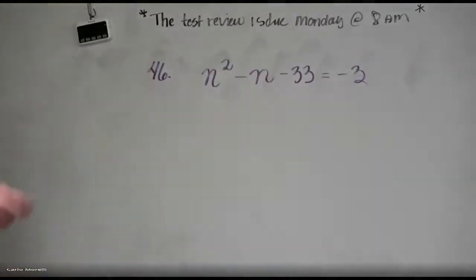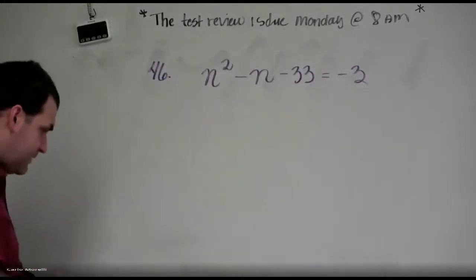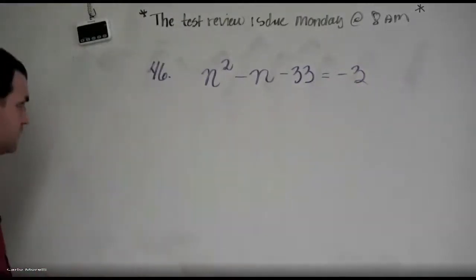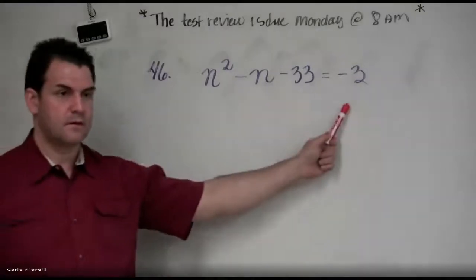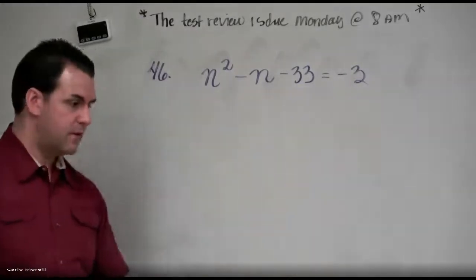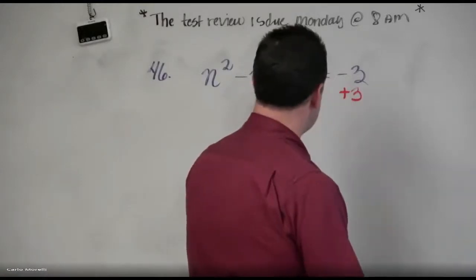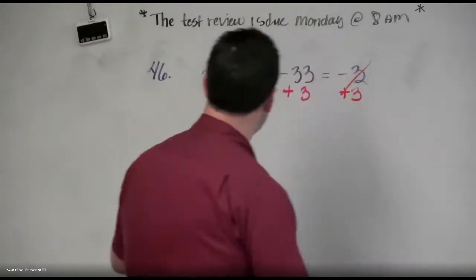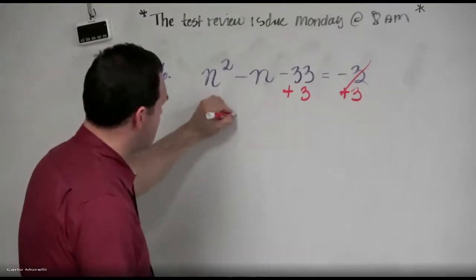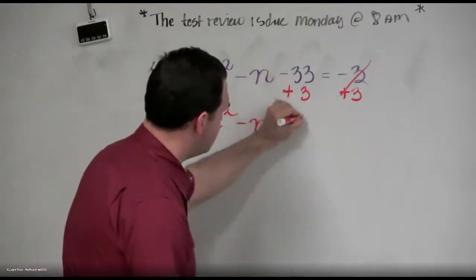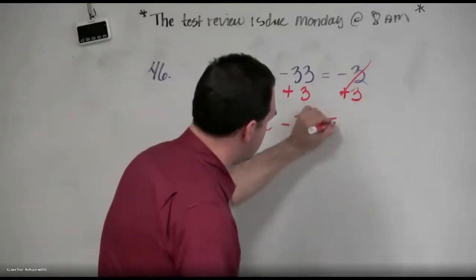Okay, remember the right side must be 0. So what must be my first step? Set them equal to 0. Somebody was saying it. Thank you, Brendan. Plus 3 on both sides. So I'll have n squared minus n, negative 33 plus 3 is negative 30, equals 0.